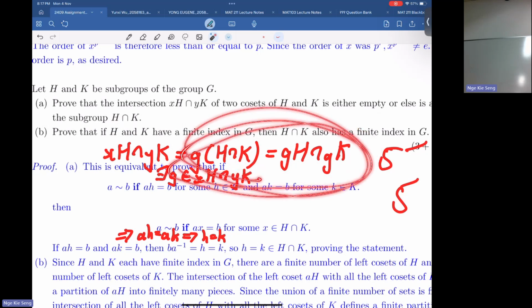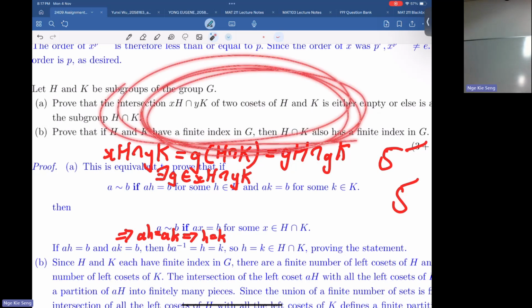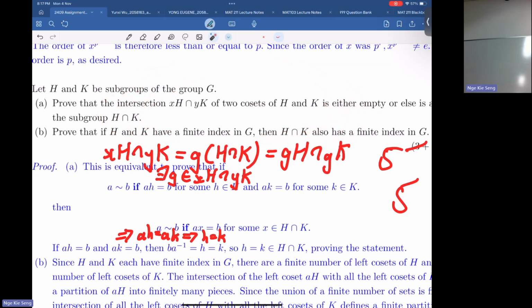If you prove this, it is very good because it straight away tells you how you get the left coset of H intersect K. It's exactly gH intersect gK. And do you guys know how to picture this? Do you know how to draw this intersection coset here?